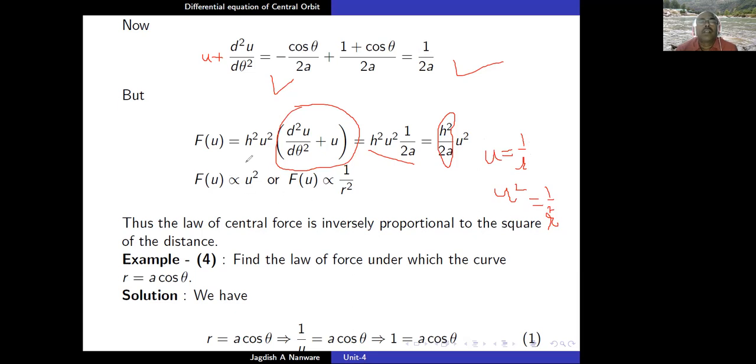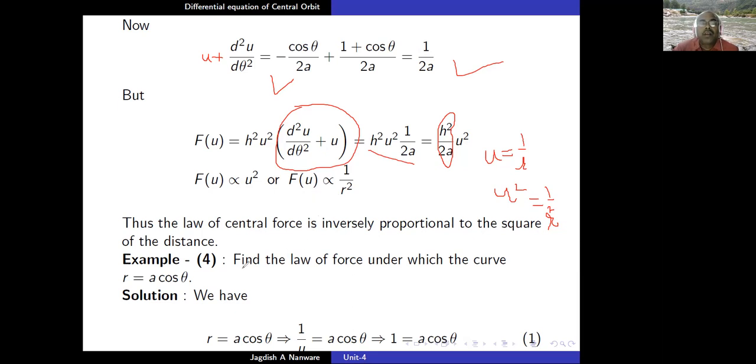And therefore you can write that this law of central force is proportional to 1 by r square, or we can say that it is inversely proportional to r square. So what is r? r is the distance from the fixed point to a point on the path. Okay, so this is the law of force of that curve.